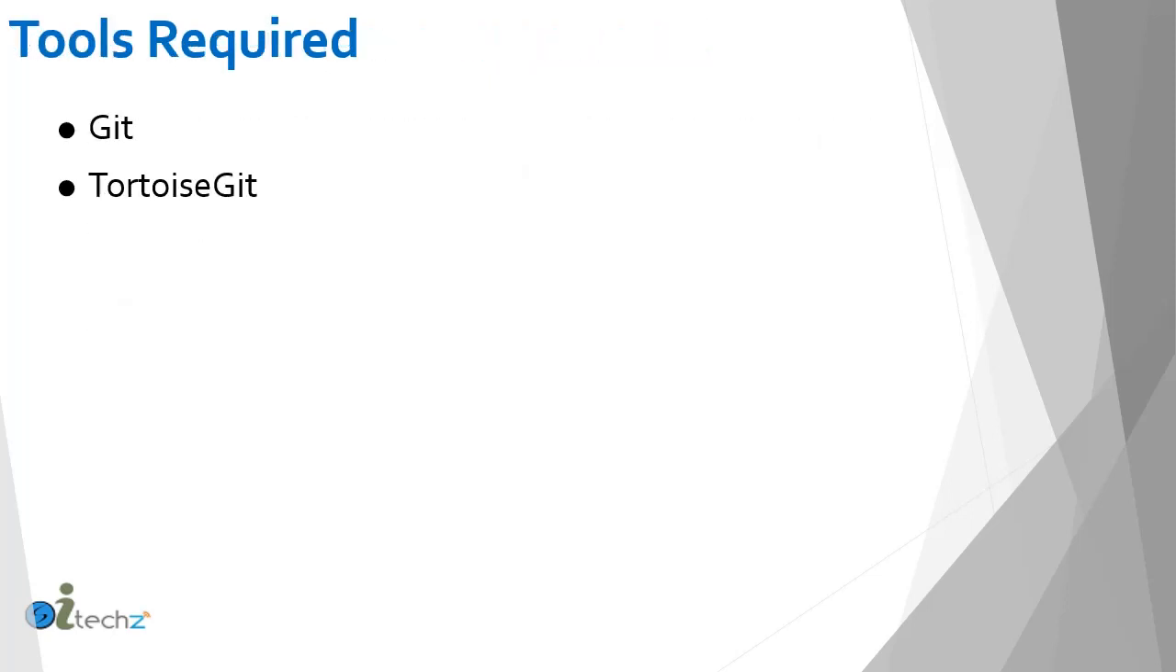To work with Git operations on your system, it is recommended to use tools such as Git and TortoiseGit. Both of these tools are open source and you can easily download and install them.